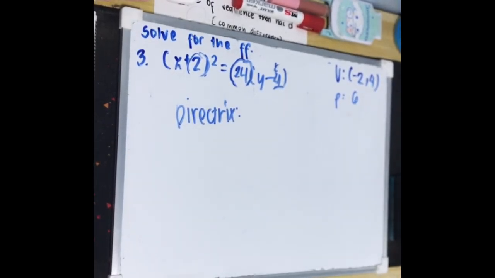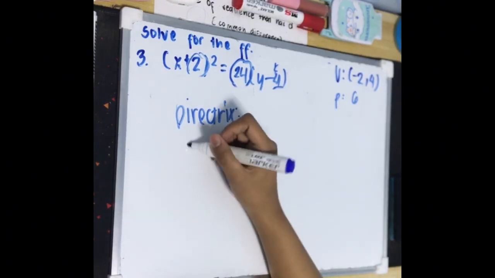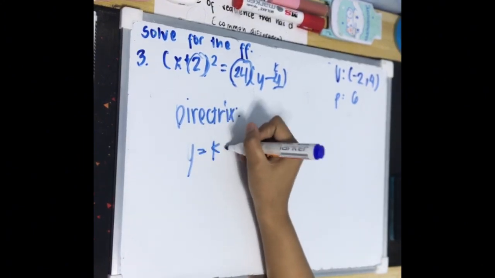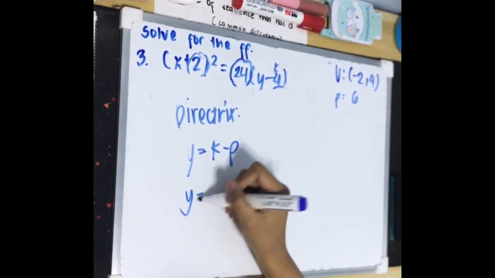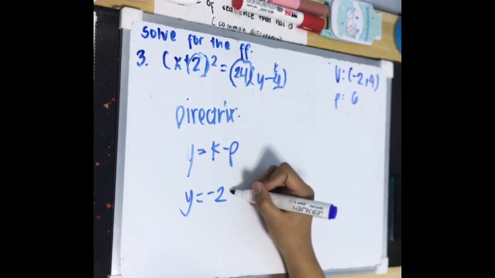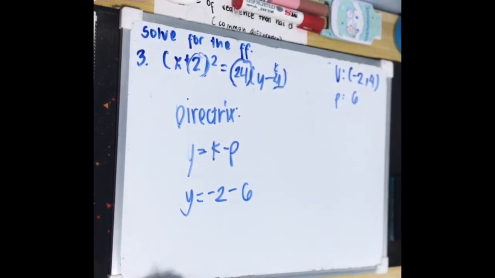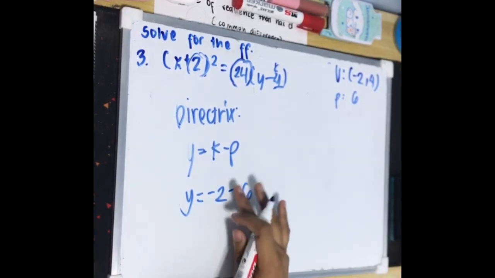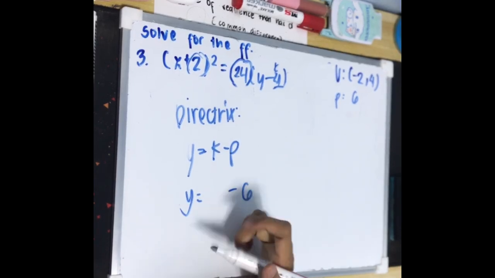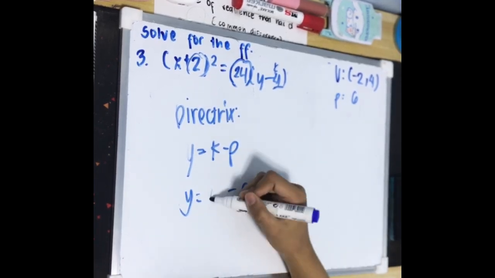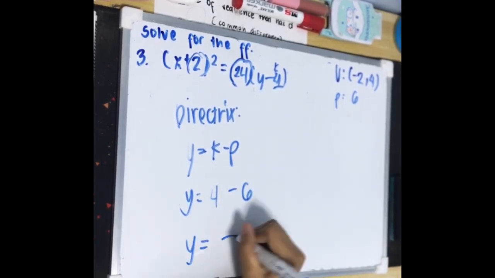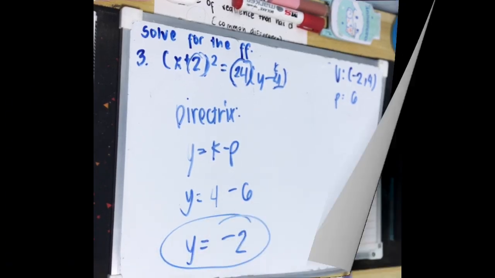To solve for the directrix, we're going to use the formula y equals k minus p. Our k is negative 2 and our p is 6. So, therefore, our answer is wrong. Our k is actually 4, sorry. So, the answer will be negative 2. So, this is the directrix.